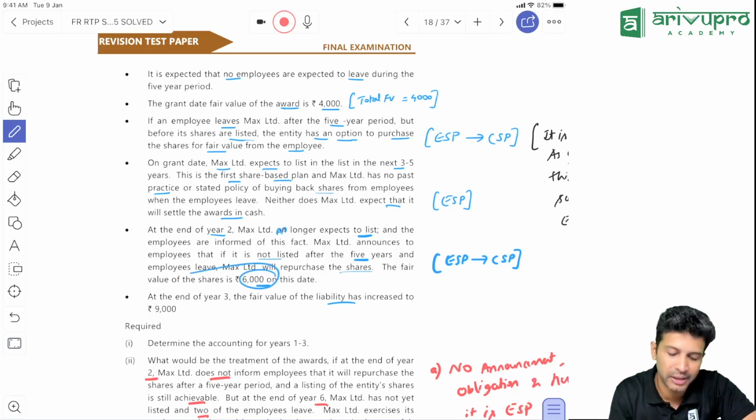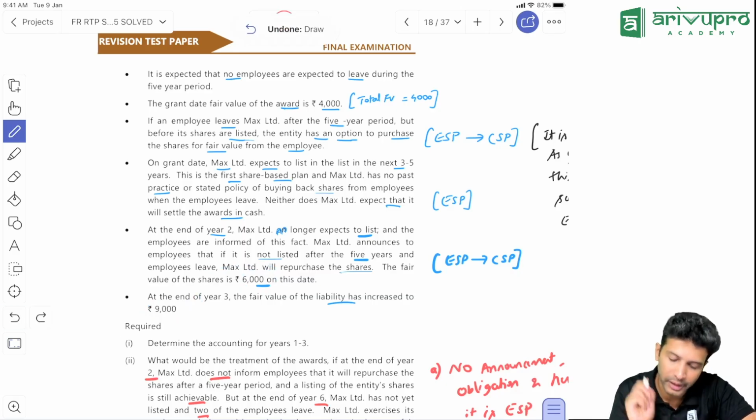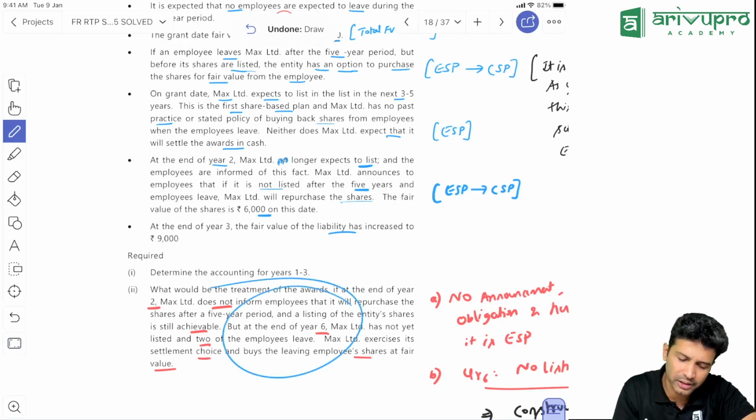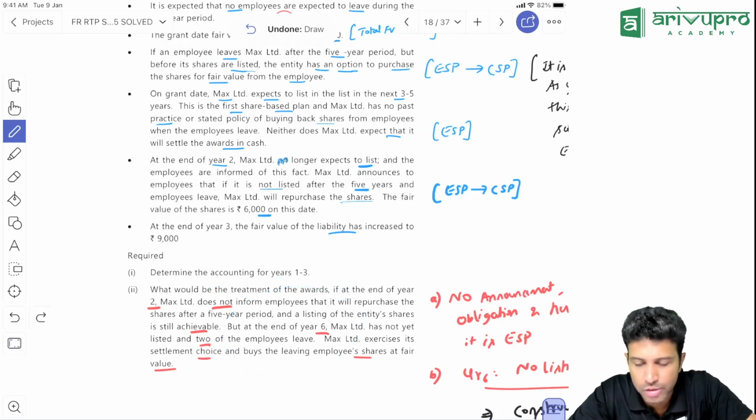Second year, that liability value was 6,000. Now it has become 9,000. For 3 years, they're saying do the accounting. There's another fact, we'll read that later. Okay, let's do the accounting.